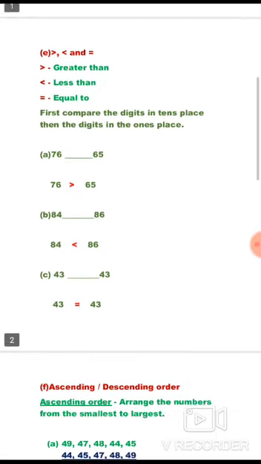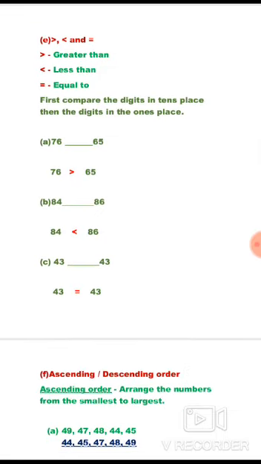So, you see the sign. First, know the name of this sign. The first symbol is greater than. We use it when the number on the left side is bigger. Then the next symbol is less than. We use it when the number on the right side is bigger. And the third symbol is equal to. We use it when both the numbers are equal.